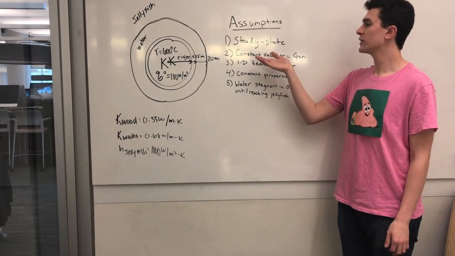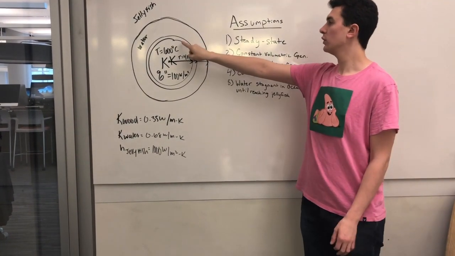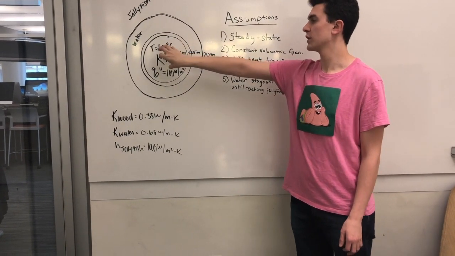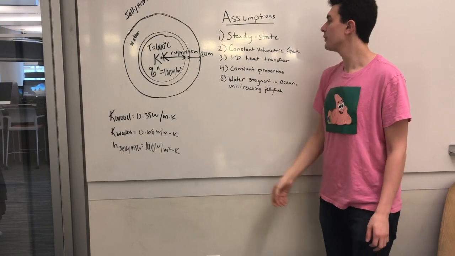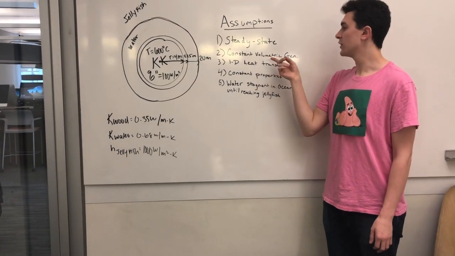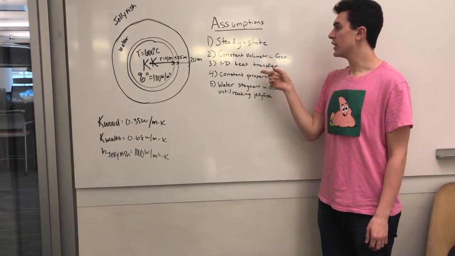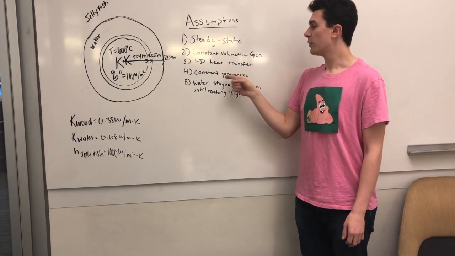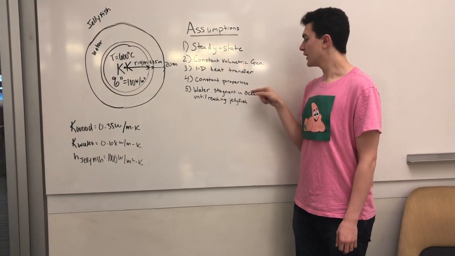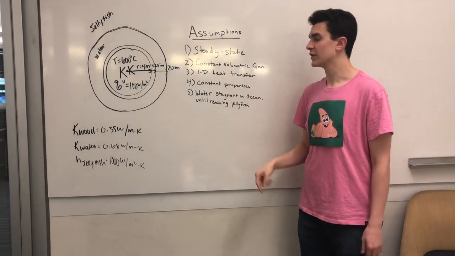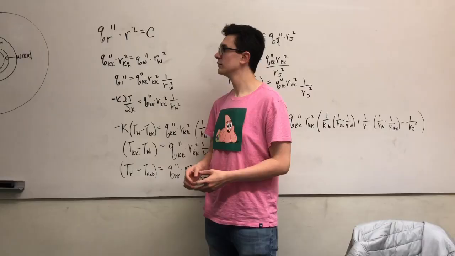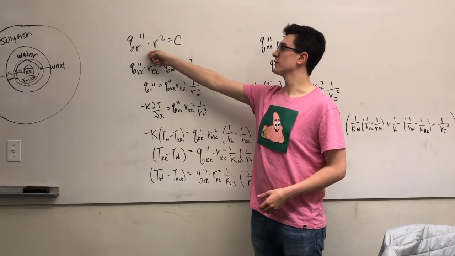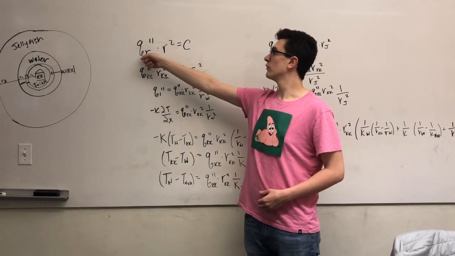Next, we have our assumptions. First of all, we're going to assume steady state, which means that our flux will only be occurring at the surface of the Krusty Krab, since we'll assume all the generation is occurring inside of the Krusty Krab. We have a constant volumetric generation. We have 1D heat transfer, which means it's only going out in the r direction. And we have constant properties for everything, and the water is stagnant in the ocean until reaching the jellyfish, since jellyfish move.